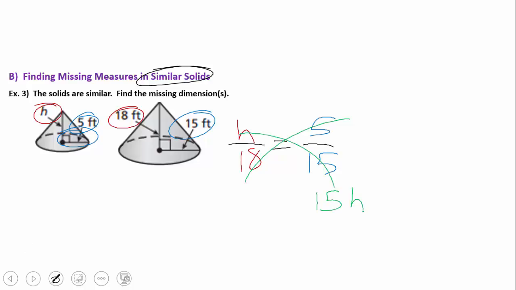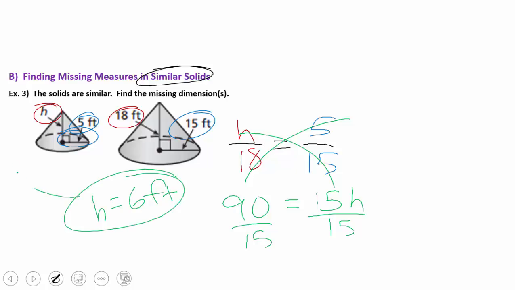I have 15h is equal to 90. Dividing by 15, I get that the height is equal to 6, and that's going to be feet. 6 feet for the height of that smaller cone.